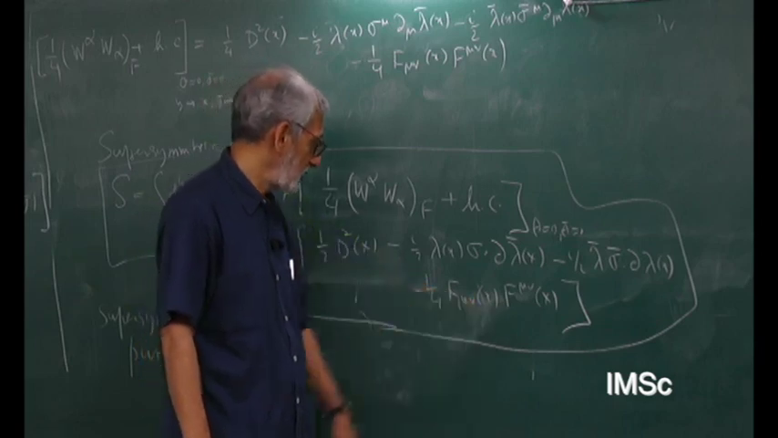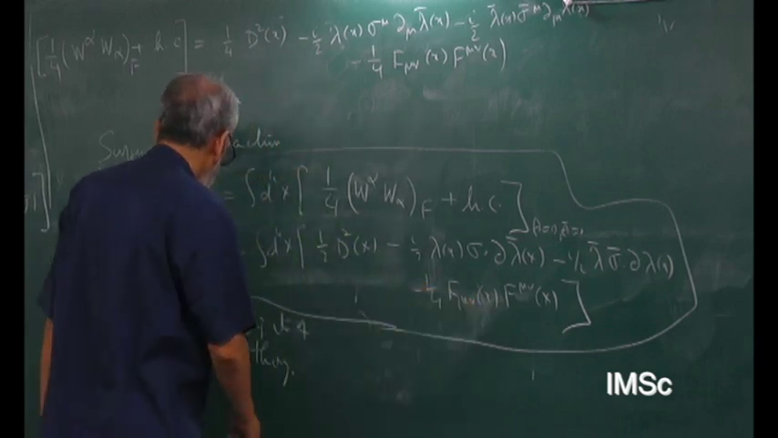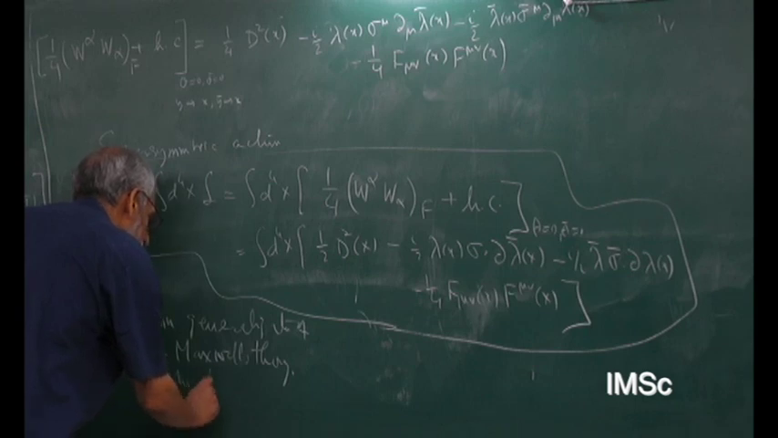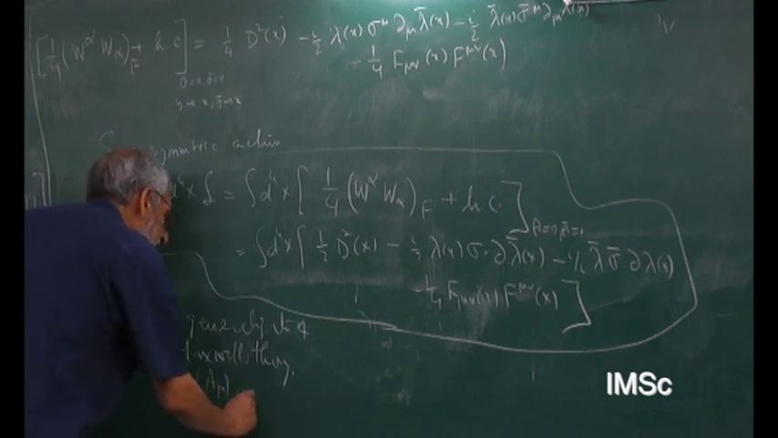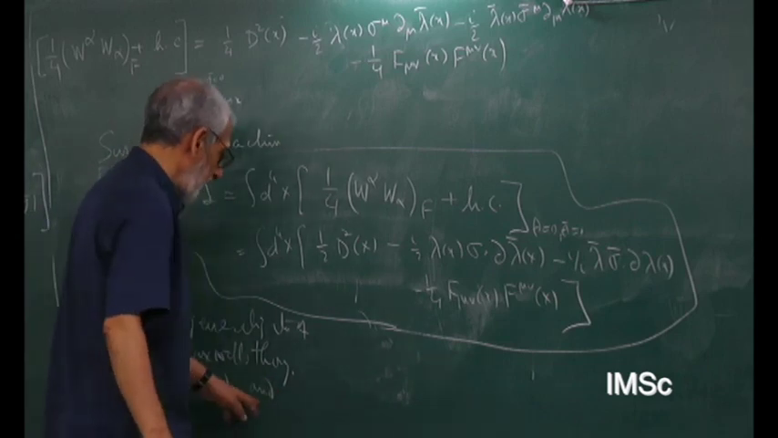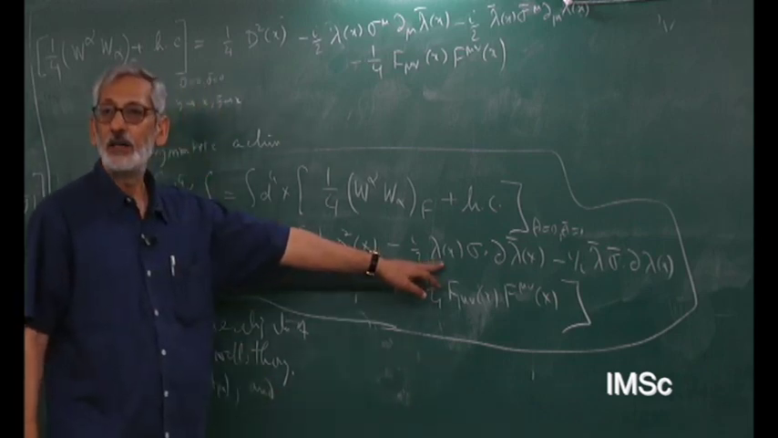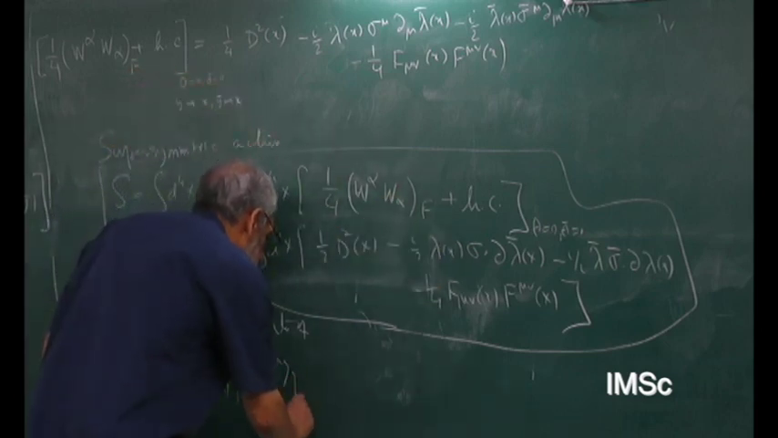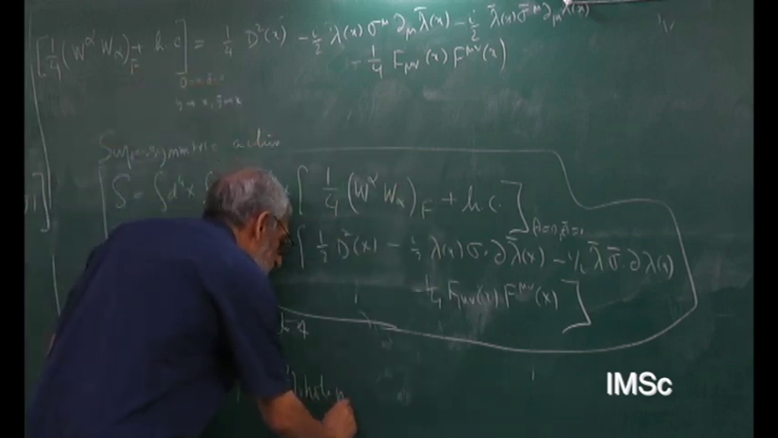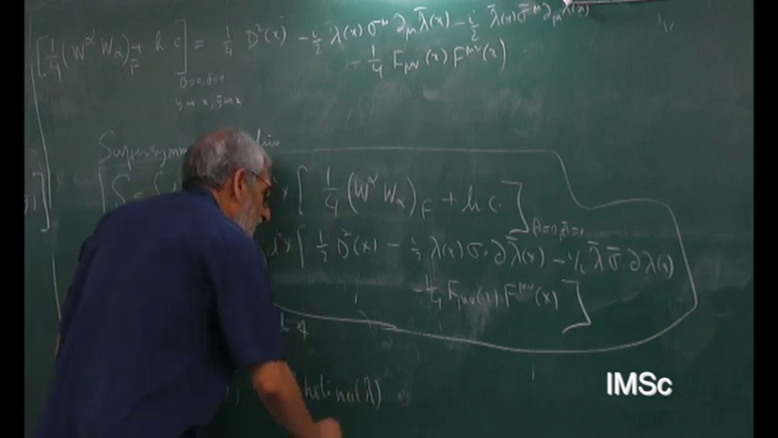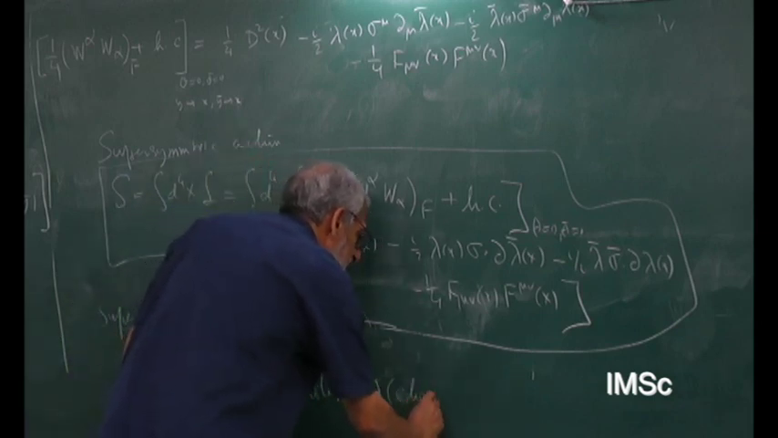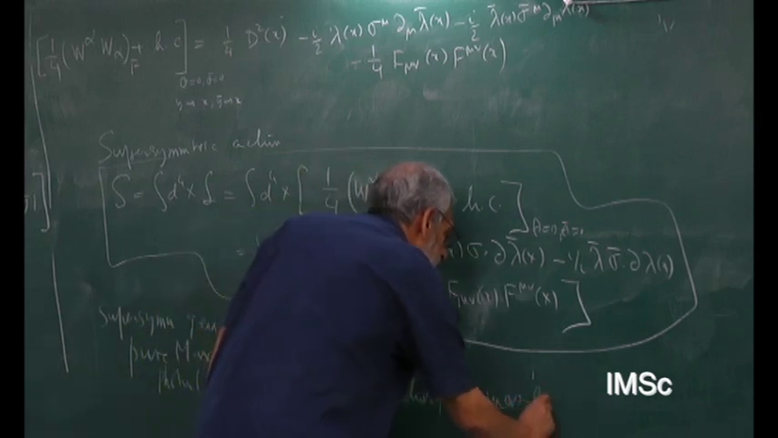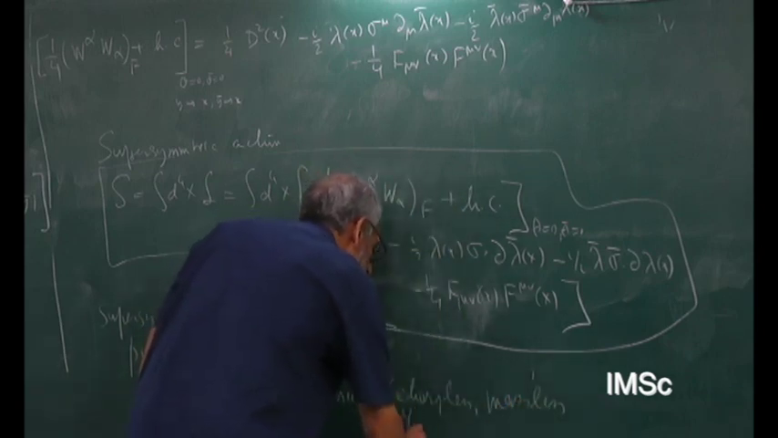Now in addition to that, we have a theory of a photon. It is given by A_μ and a fermionic partner, which is lambda. Give it a name, photino, which is chargeless, massless, a Majorana fermion.